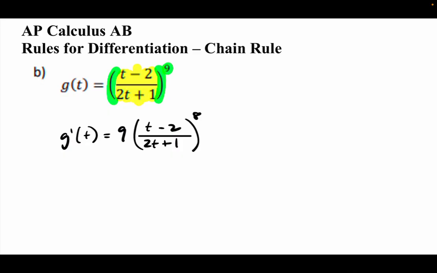Good. Okay. Chain. So I found the derivative of the green. Didn't change anything with the yellow. Now we'll go to the yellow. Now to find the derivative of the yellow, what am I going to use? Quotient rule.